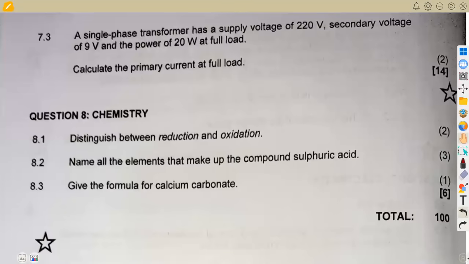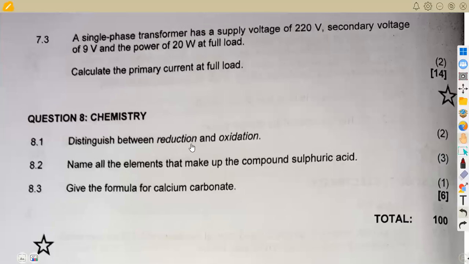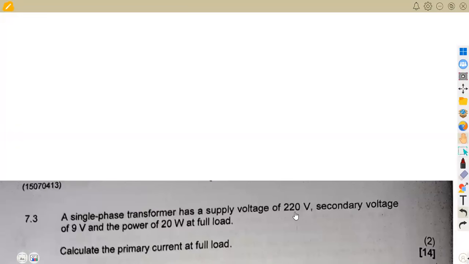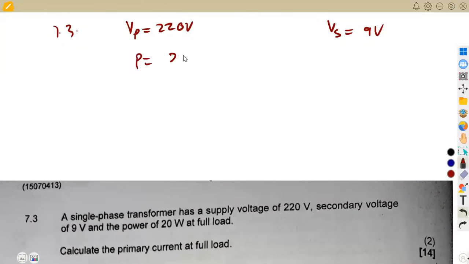We are also given 7.3. In this part we are given a single phase transformer that has a supply voltage of 240. The supply is on the primary, so VP is 220 volts. The voltage on the secondary side is 9 volts, and the power at full load is given as 20 watts. And this is a single phase.